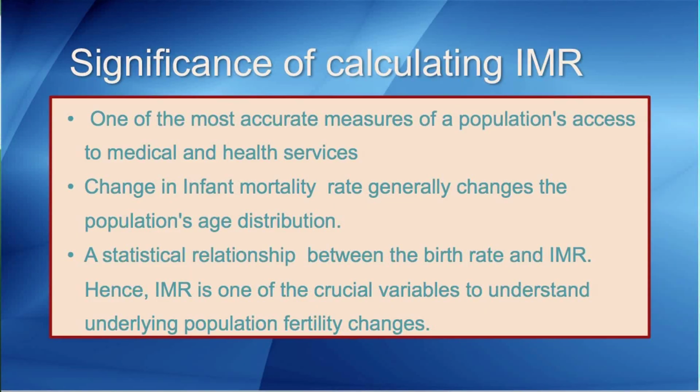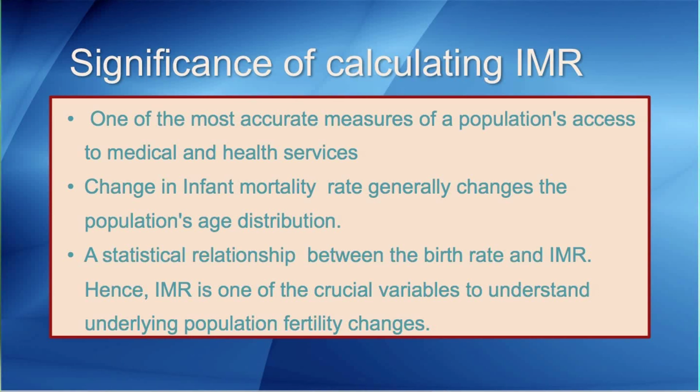Now it is important to note that this is a simplified example, and in real world scenarios infant mortality rates are often calculated over longer periods to account for variations and to provide a more stable estimate. But why do we calculate infant mortality rates? First off, one of the most accurate measures of a population's access to medical and health services is the infant mortality rate. Second, a change in infant mortality rate generally changes the population's age distribution.